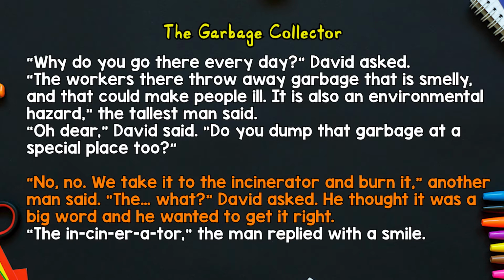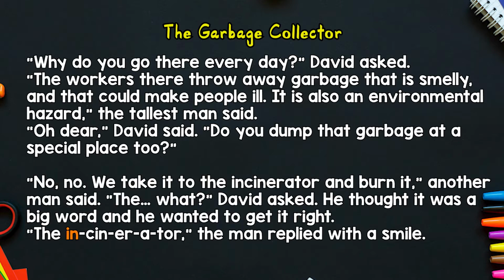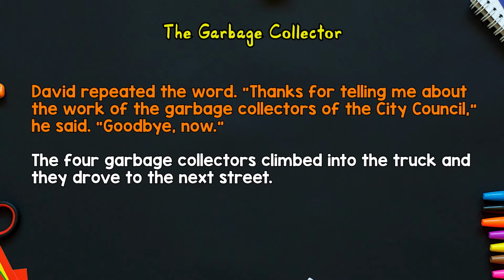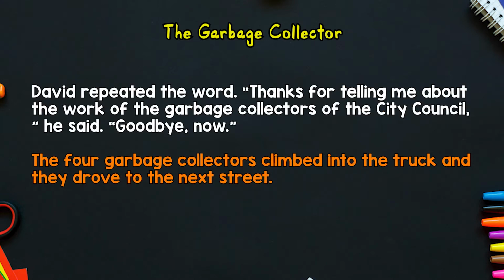"The what?" David asked. He thought it was a big word and he wanted to get it right. "The incinerator," the man replied with a smile. David repeated the word. "Thanks for telling me about the work of the garbage collectors of the city council," he said. "Goodbye now." The four garbage collectors climbed into the truck and they drove to the next street.